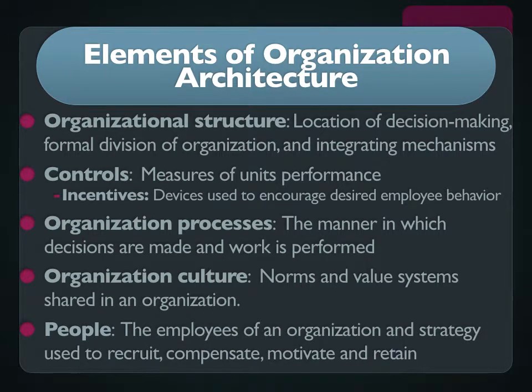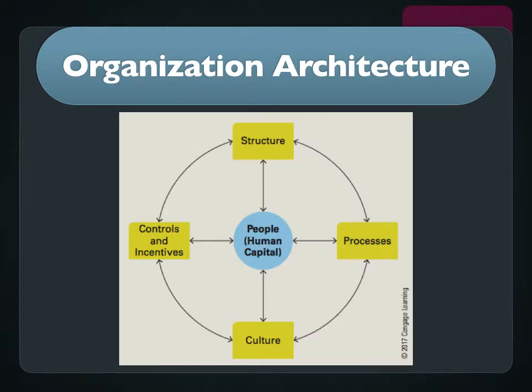And all of these relate to the people, the employees of an organization, and the strategies used to recruit, compensate, motivate, and retain them. Now, the thing to keep in mind while we talk about each of these elements individually is to recognize that these all influence each other. So different processes are going to influence organizational culture. Organizational culture is going to have effects on people, and so these are all interrelated ideas.